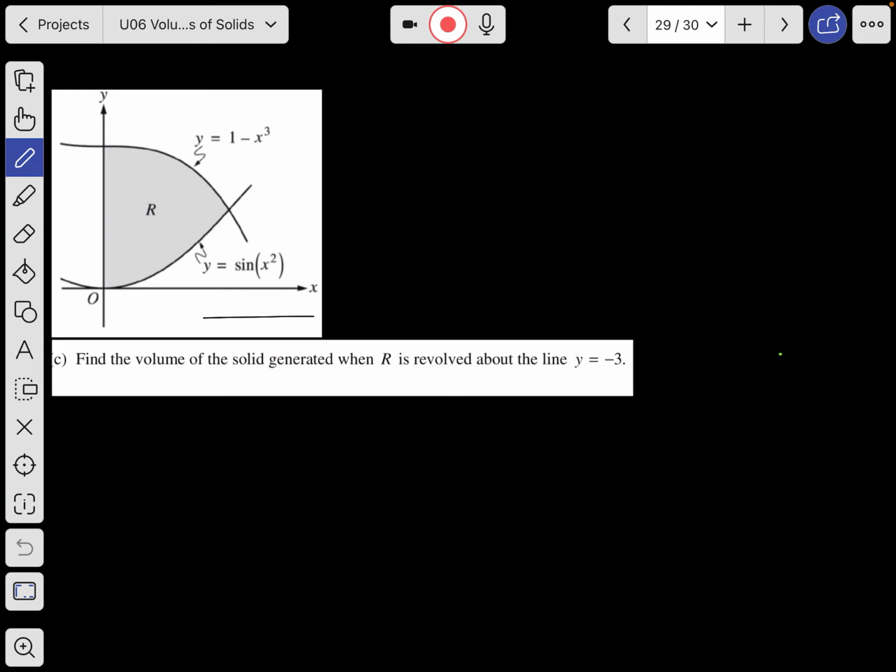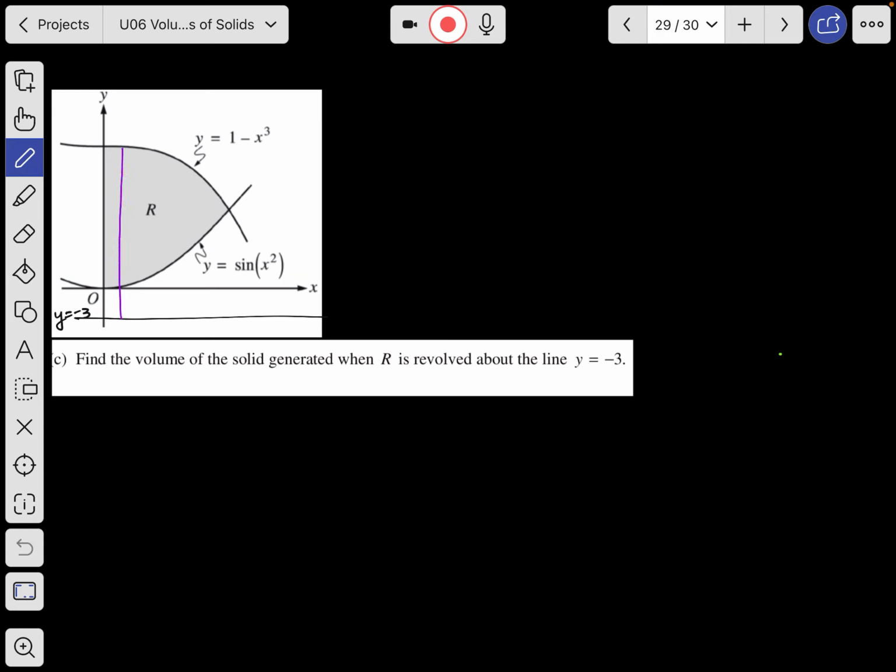All right, so the last thing is find the volume of the solid generated when R is revolved around the line y equals -3. All right, last example. So I'm going to draw in this line y equals -3. See if I can draw that straight. Close enough.